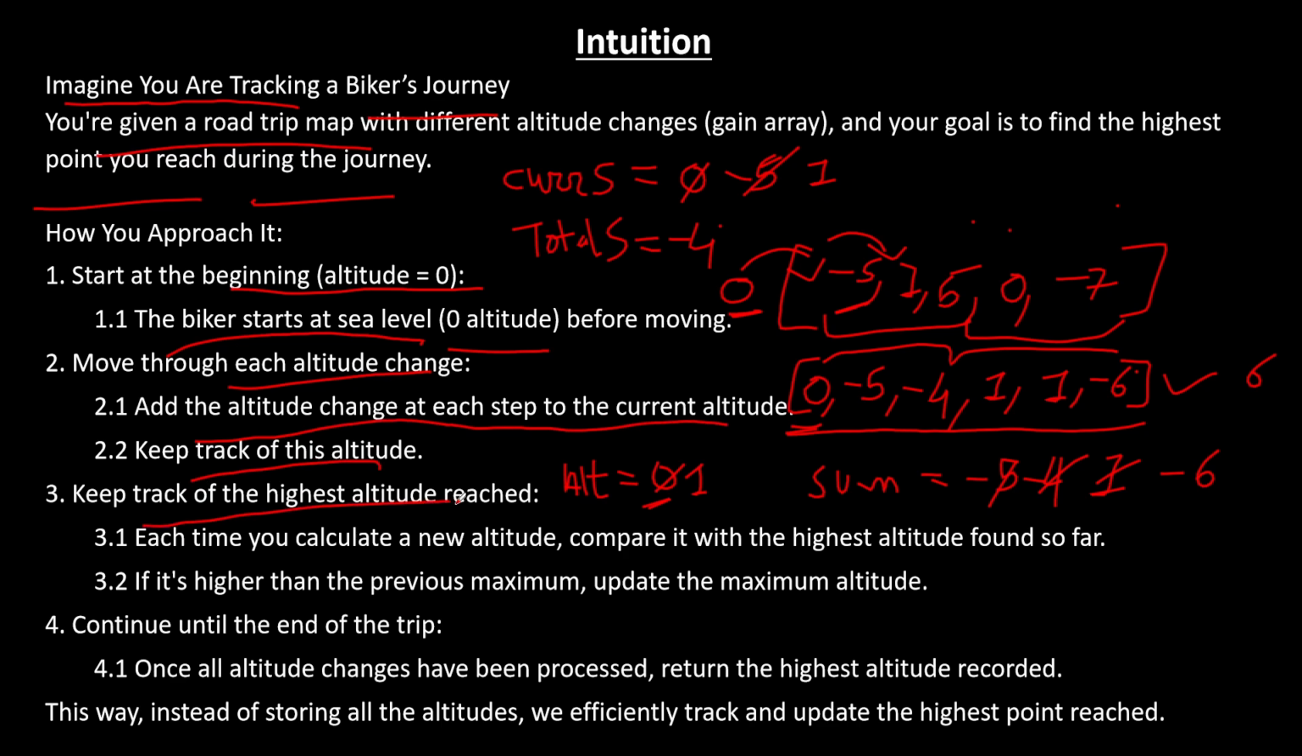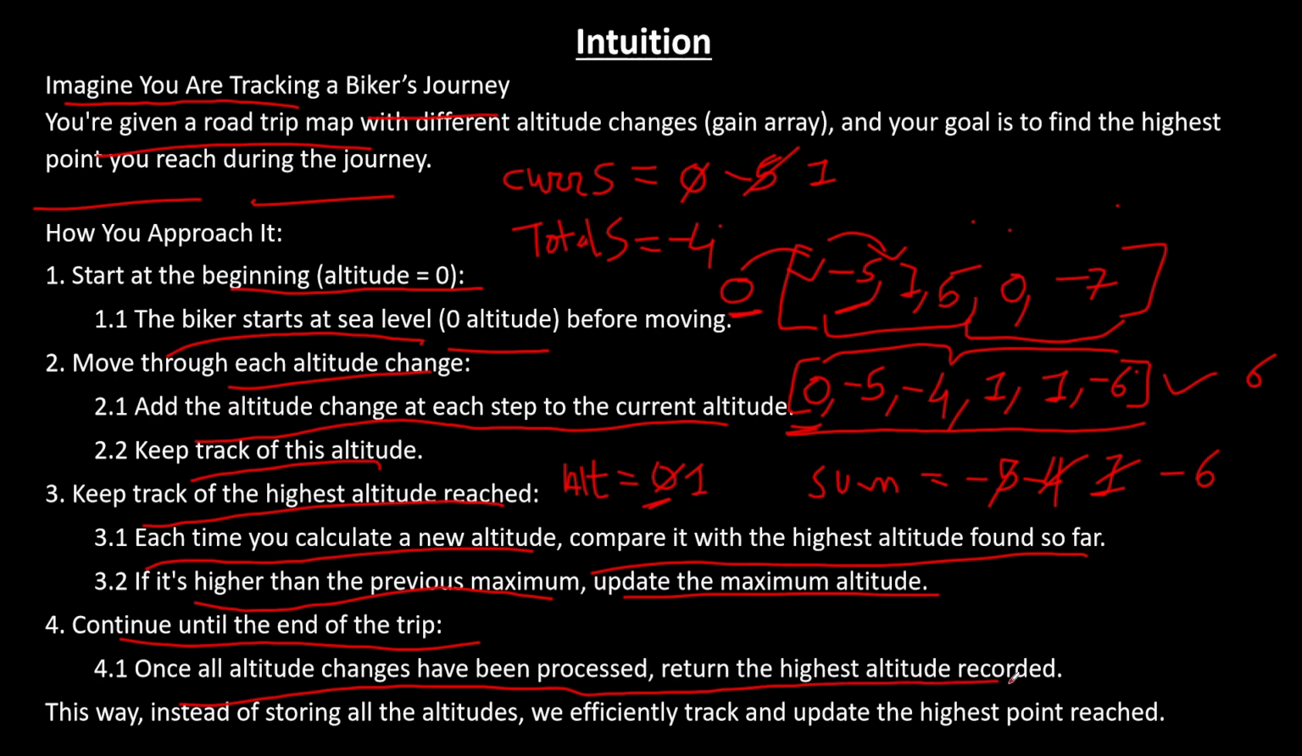Keep track of the highest altitude reached. Each time you calculate a new altitude, compare it with the highest altitude found so far. If it is higher than the previous maximum, update the maximum altitude, and we continue until the end of the trip. Once all the altitude changes have been processed, return the highest altitude recorded. This way, instead of storing all the altitudes, you can efficiently track and update the highest point reached.